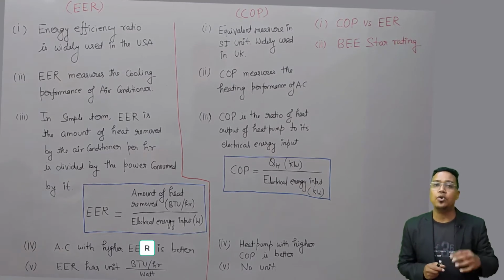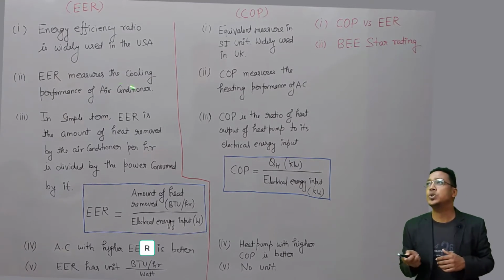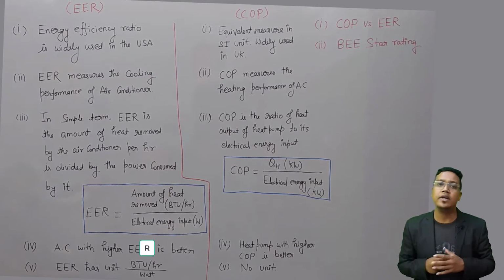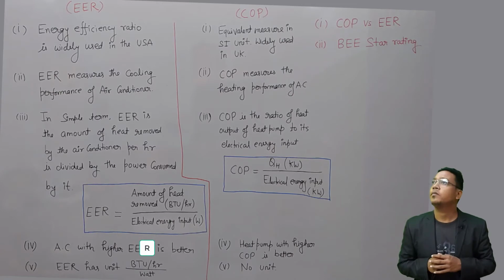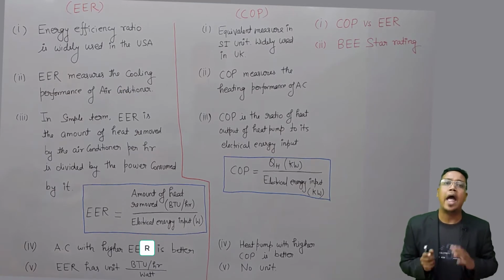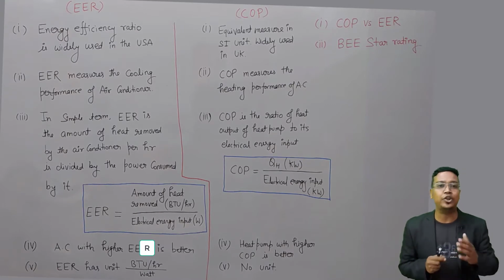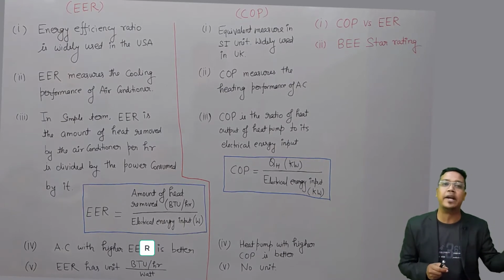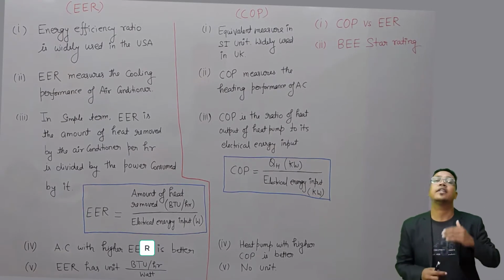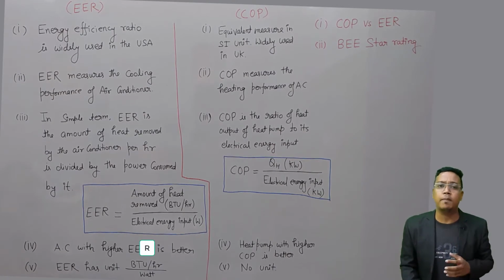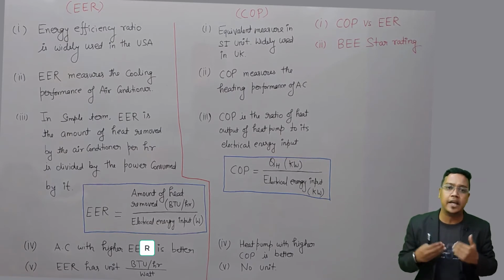Now, I think you got confused because of these two. I'll explain when we go deep into this video. But here you just remember that EER measures the cooling performance of air conditioner and COP measures the heating performance of air conditioner. Actually, in the previous videos, I have told so many times about COP of refrigerator, then COP of heat pump. That was told so that you can remember easily.